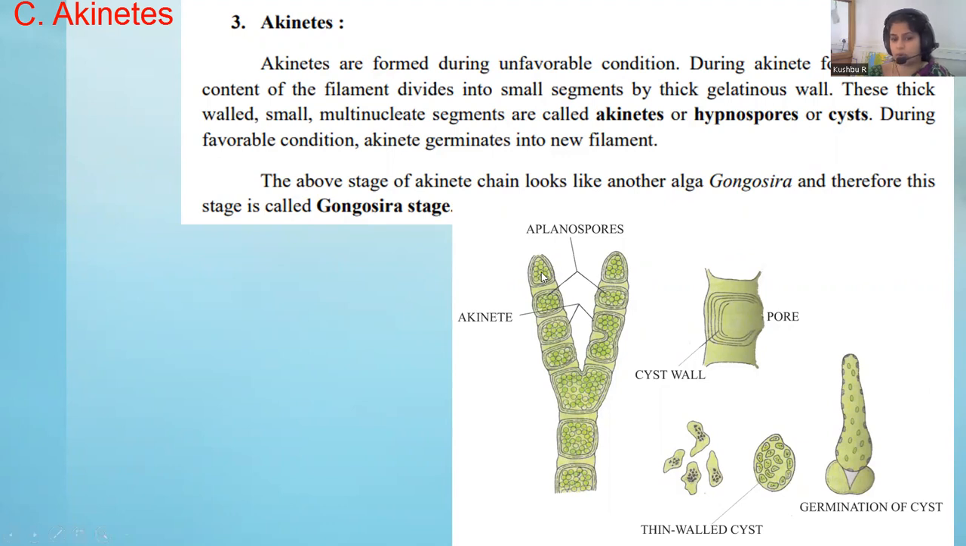Akinetes need not be produced at the tip of the axis. They can be anywhere in the thalli, which detaches from the parent thalli and grows into a new individual, as it has all the reserve food materials stored in it. So these are the three types of spores produced during asexual reproduction: akinetes, aplanospores, and zoospores.